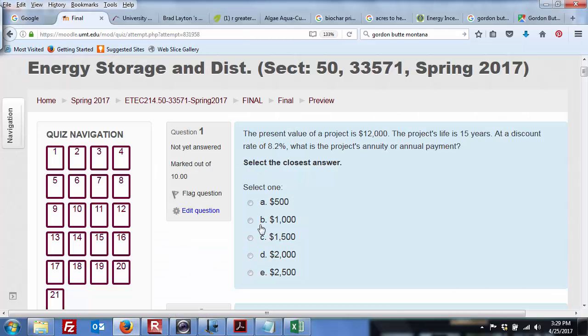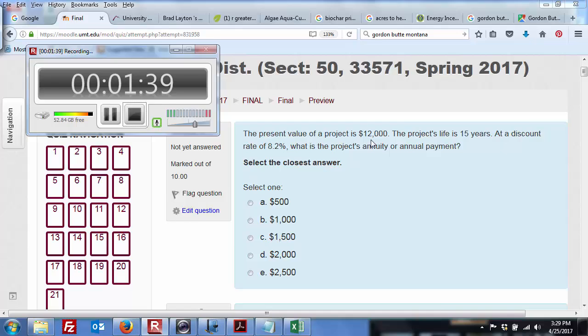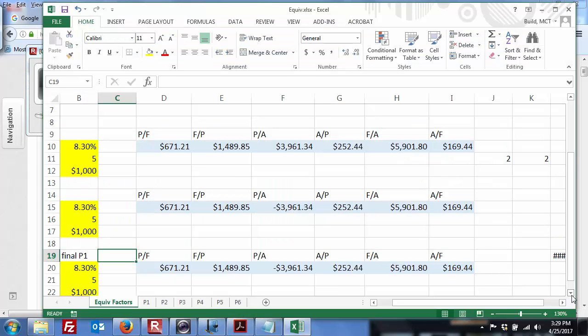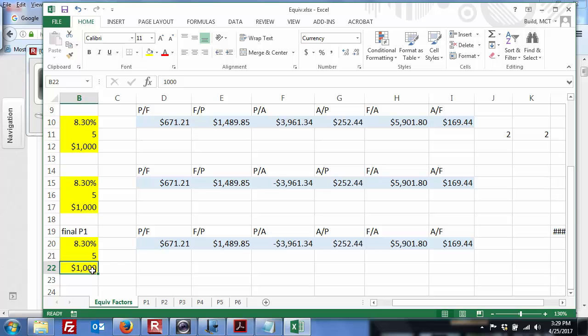So we're looking at 3 numbers, 12,000, 15, and 8.2. So let's come back here. 12,000 is the principal. 15, and this is 8.2. So now it's just a matter of which one is the present value. Yeah. So that should be the answer right there.